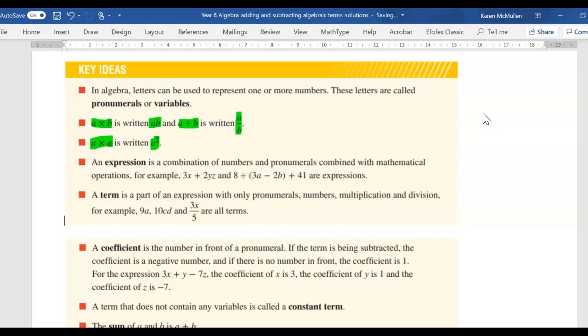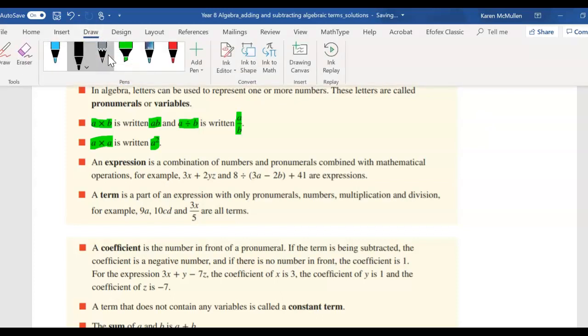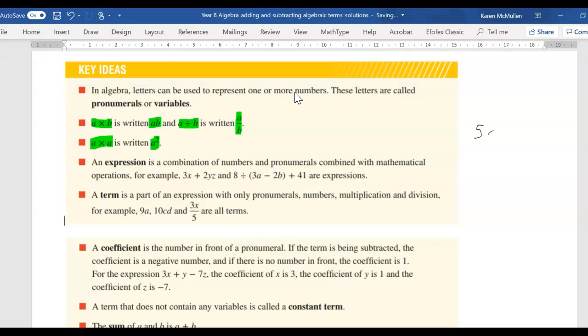Third dot point, A times A is A squared. It's not 2A, because 2 times A is 2A. A times A is A squared. It's the same as if I wrote, over the side here, 5 times 5 is 5 squared, which is 25. Whereas if I had 2 times 5, that's 10. So 2 different things. Just remember when you're multiplying the same pronumeral or variable or number, it becomes A squared, not 2 times whatever it is.